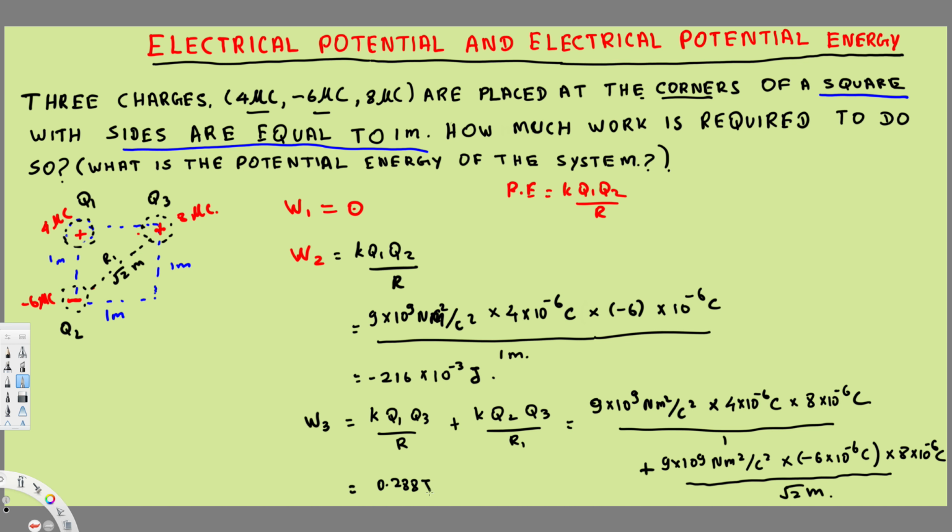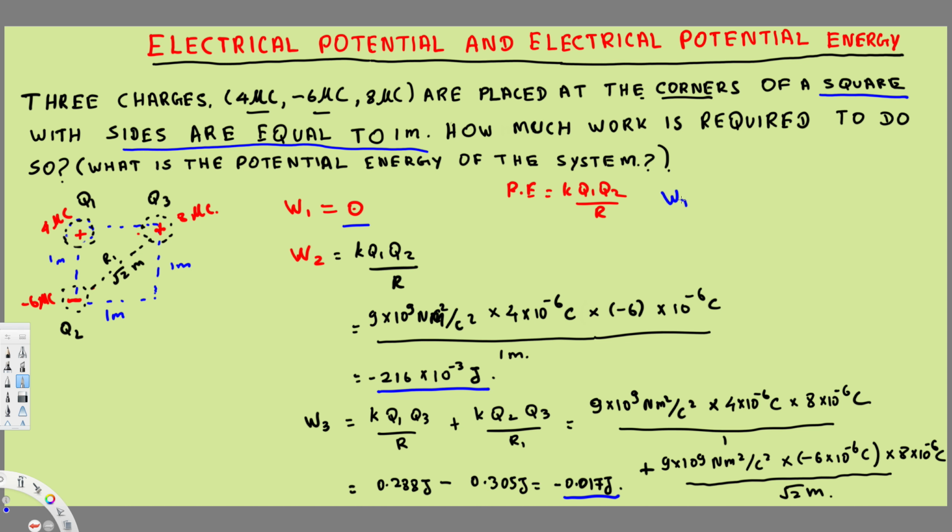If you calculate this value you will get 0.288 joule. This is going to be this value minus, if you calculate this part, 0.305 joule, and altogether this will become negative 0.017 joule. Now we have calculated the work to place each charge into the system. So finally, to find the total work required, we have to add them together and see what we get.